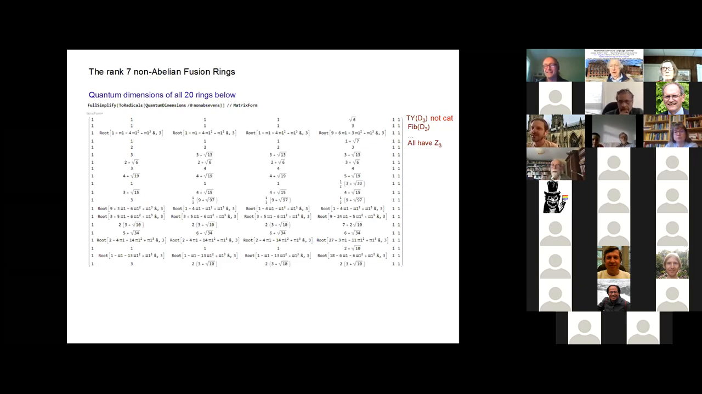So I have a question. This is all very tedious and lengthy, and I didn't understand very much, but can it be used to do some real stuff, like, for example, understand conformal field theories or gauge theories in 2+1 dimensions and understand which of these categories appear in the context of field theories?